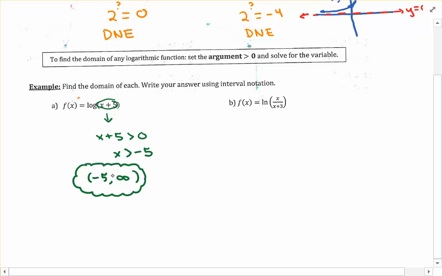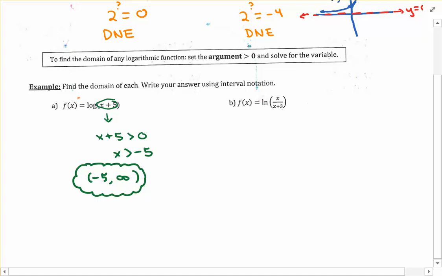So if you think about it, one value of x that's not part of this interval notation is something like -10. If you were to plug -10 in for x, we'd be taking the log of -10 plus 5, which breaks down to -5. So the log of -5, there is no power of 10 that would give you -5. So that's just a quick random example of x, just illustrating why we can't use anything less than -5.